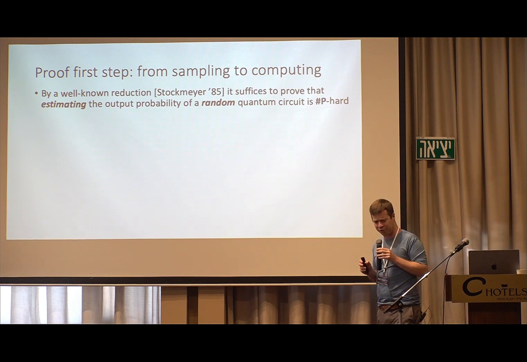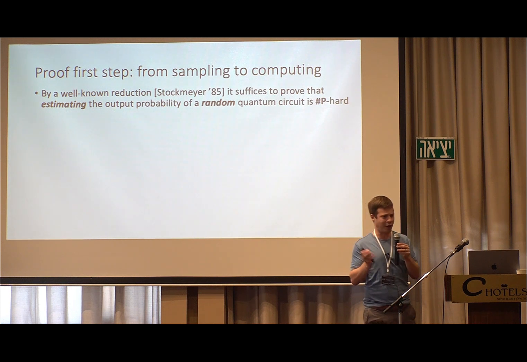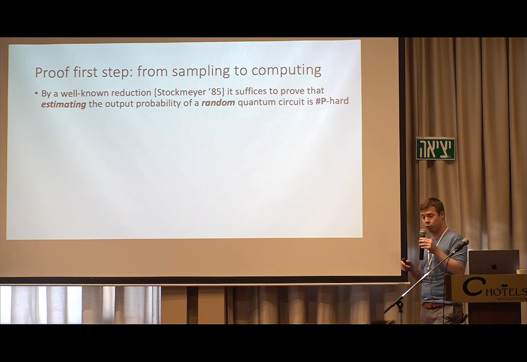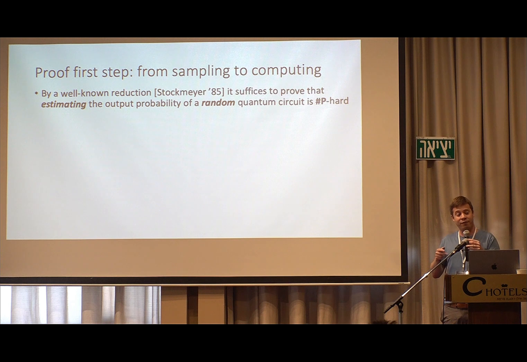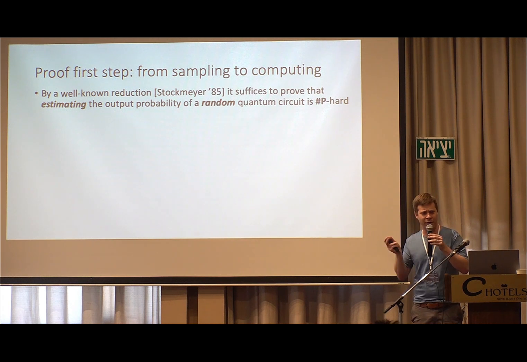The first thing to realize is that computer scientists are not very good at arguing about sampling problems. We just don't have a way of directly arguing about it. So the first thing we do is apply a well-known reduction due to Stockmeyer, which says that if our goal is to prove the hardness of sampling from the output distribution of a random circuit, it suffices to prove that estimating the output probability of most random quantum circuits is #P-hard. If you know what that is, that's great. If you don't, it means very hard.